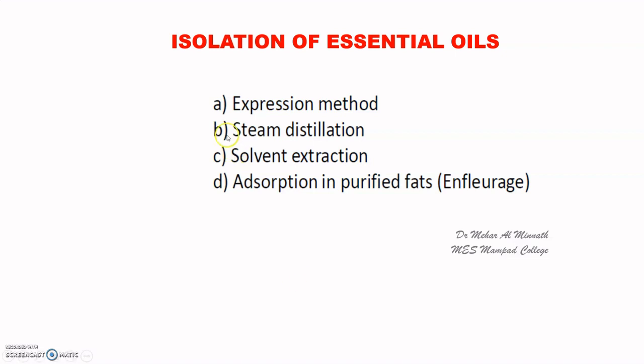Now let's take each method individually. Let's take the expression method. The expression method is also called cold pressing. Here what we do is we crush the plant part, whichever plant part has the particular terpenoid, and then we make it into a juice. Remember, do not crush it very hard because sometimes the compounds may get degraded.